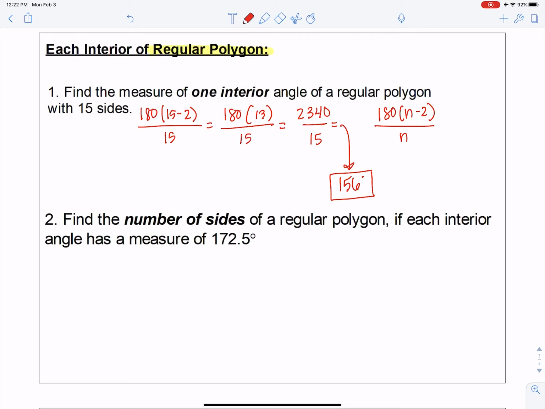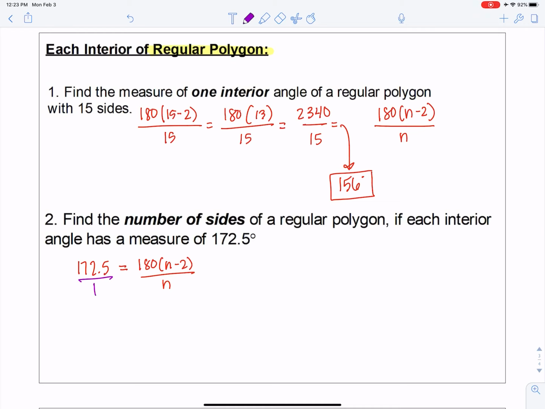The second one says find the number of sides of a regular polygon if each interior angle has a measure of 172.5. So now we're going to go backwards. So I'm going to take 172.5 and set it equal to my expression that I would use to find each angle. So that's 180 times n minus 2 divided by n. So to solve this equation, you could make a proportion and cross multiply, or you could multiply by n on both sides. It's doing the same thing. You're going to get the same line of work. I'm going to go ahead and make the proportion just so I can see it clearly.